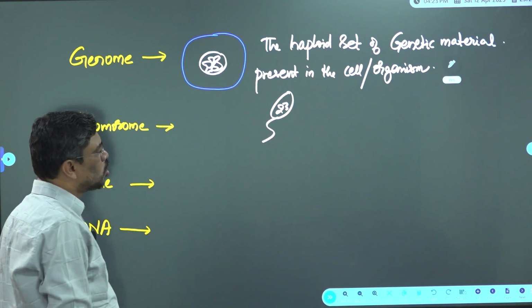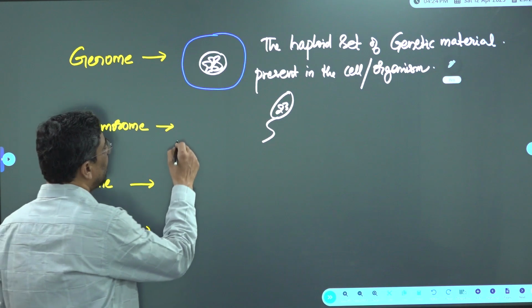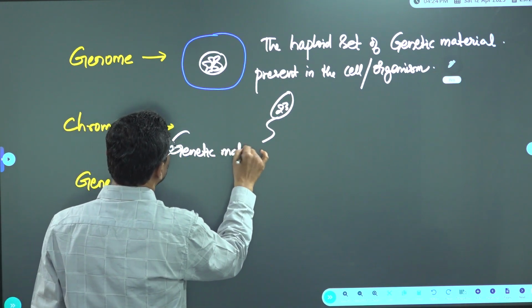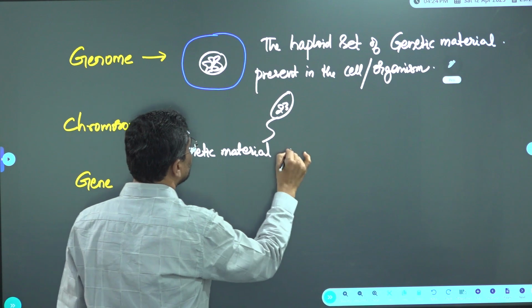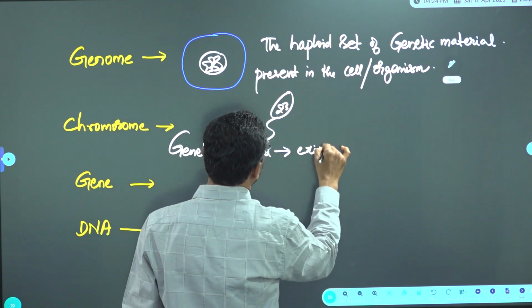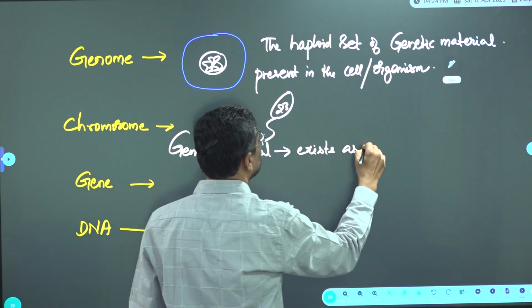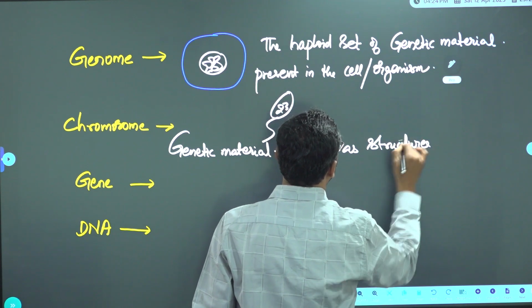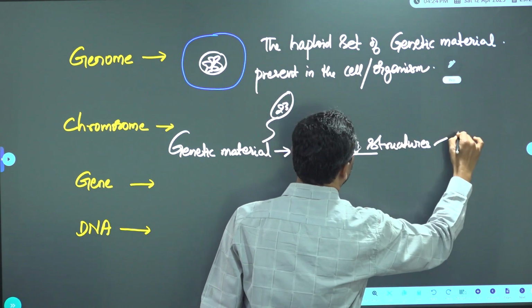And then what about chromosome? The genetic material exists as specific structures, and these specific structures are called chromosomes.